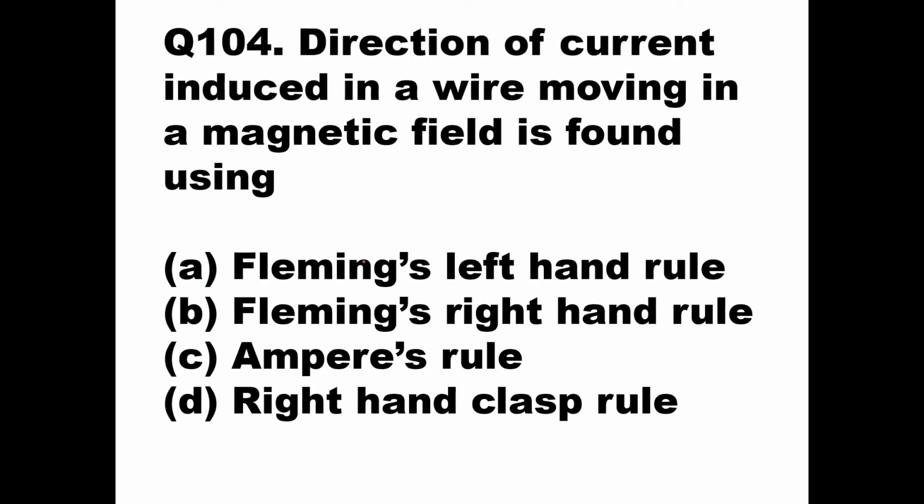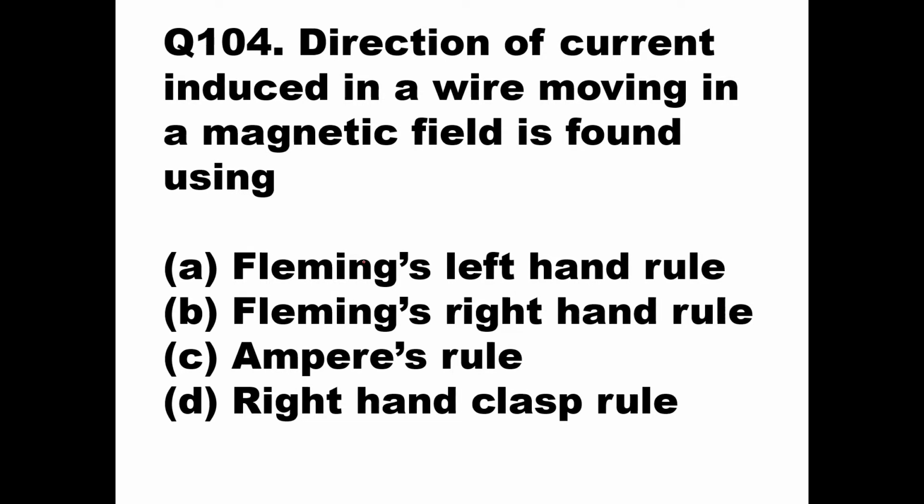Question number 104. The direction of current induced in a wire moving in a magnetic field is found by using which rule? The options given are Fleming's left hand rule, Fleming's right hand rule, Ampere's rule, and right hand clasp rule. The direction of current induced in a wire moving in a magnetic field is given by Fleming's right hand rule. This we have studied in our theory.